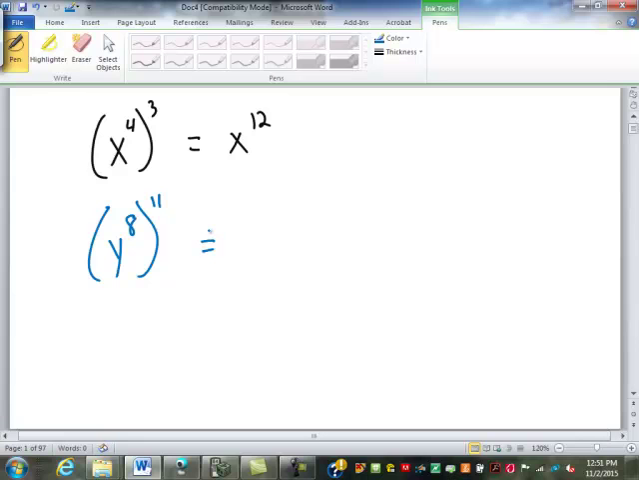So what's this end up being, Sam? What's this one end up being? Y to the 88th. Good. Just 8 times 11. So how is this one going to turn out?